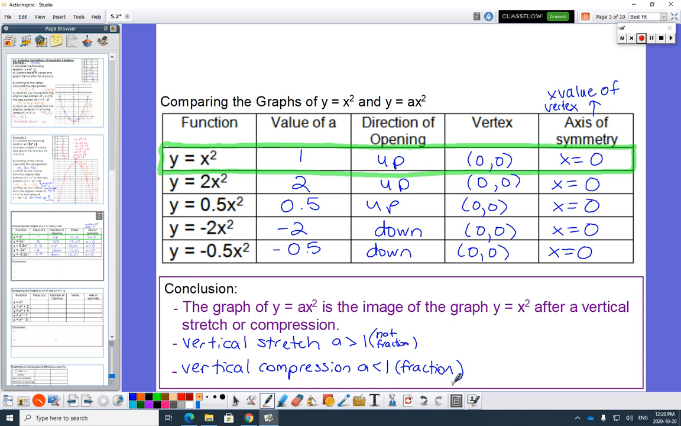So again, when A is greater than 1, or it's not a fraction, it's a whole number, then we call it a stretch. And it's compressed when the A value is a fraction or a decimal. Okay?